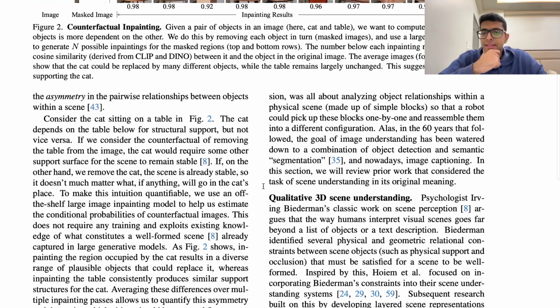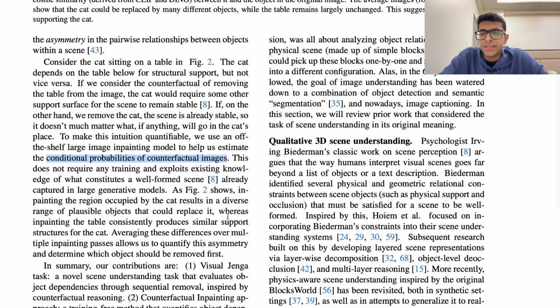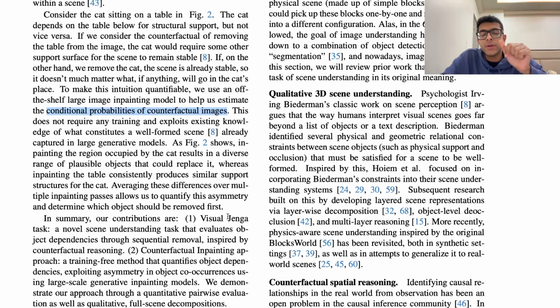And we're going to have this entire flow discussed over time, but basically how we're working with it in this case is on the basis of conditional probabilities of counterfactual images. Counterfactual, in a sense, these kinds of probabilities will let us know what is the probability that the scene will stay stable if we remove this object or not. And that's how we are working with it.